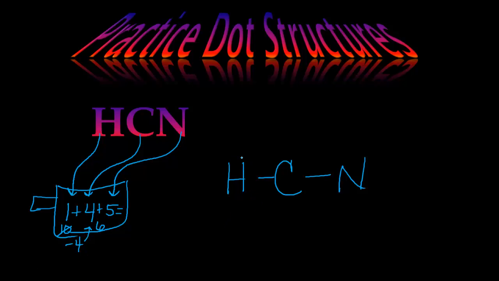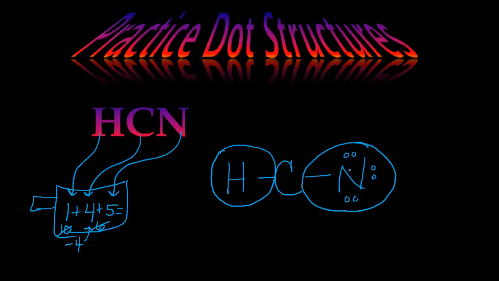I can't put anything around H, so I put it around N. 1, 2, 3, 4, 5, 6. I have used them all, so all 6 are gone. So now I check for octets. H is happy. Once it forms its bond, it's good.